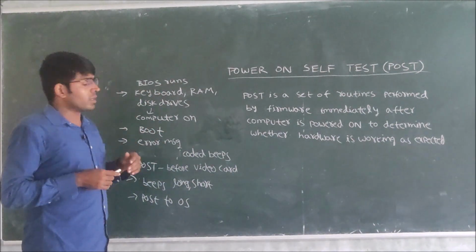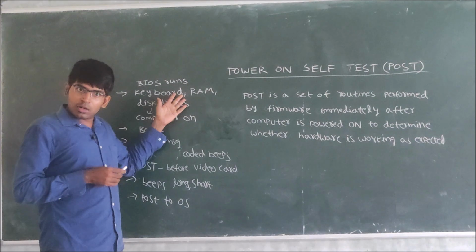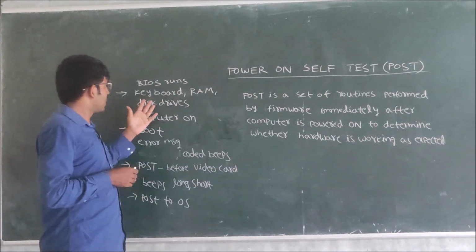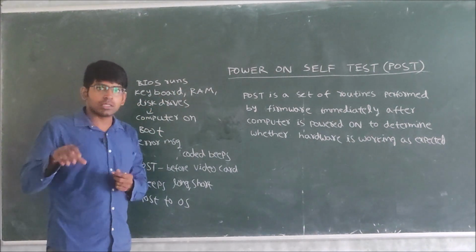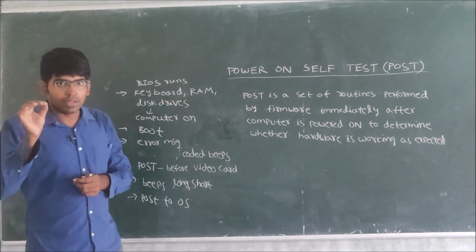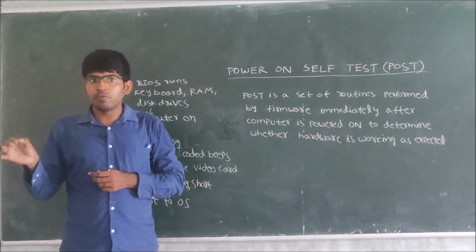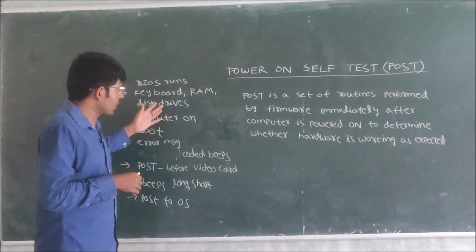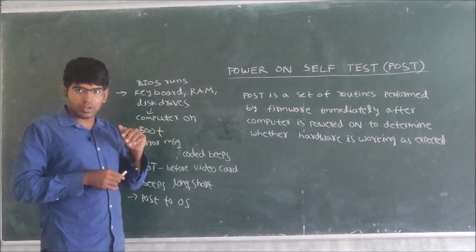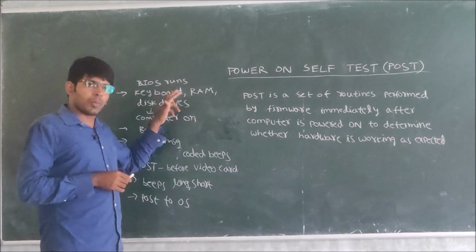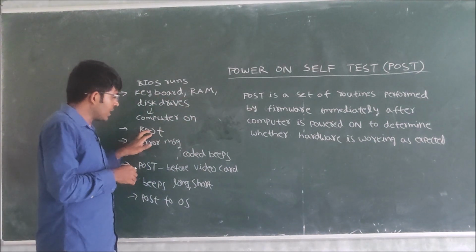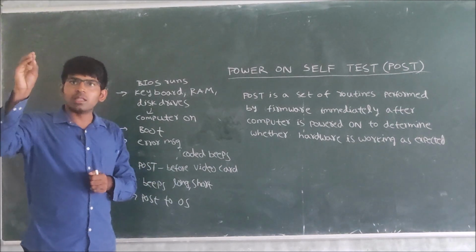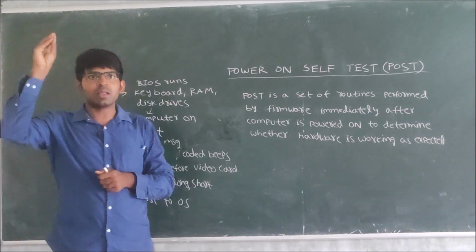If the hardware is properly working, then the OS runs. If the hardware is not properly working, then it will send a message to us. So what is the hardware? Keyboard, RAM, disk drives, all these hardware materials, whether they are correctly working or not. Before the running of the OS, when the computer is turning on, we check that in the power on self-test. If all these are properly working, then the BIOS, the motherboard firmware, will send the message to the OS.